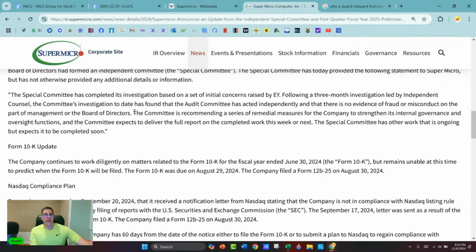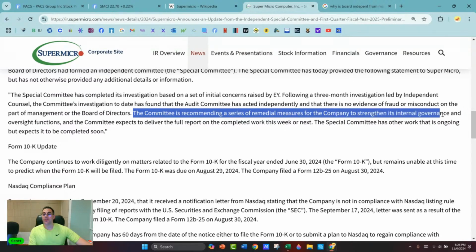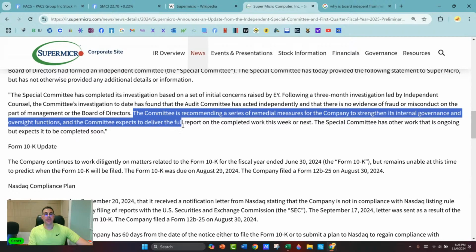So now they're saying the committee is recommending. I mean, this is just spin control, just to say things and make it sound like they're doing something. So the committee is recommending a series of remedial measures for the company to strengthen its internal governance and oversight functions. And the committee expects to deliver the full report on the completed work this week or next. So I'm really excited to see what that full report entails.